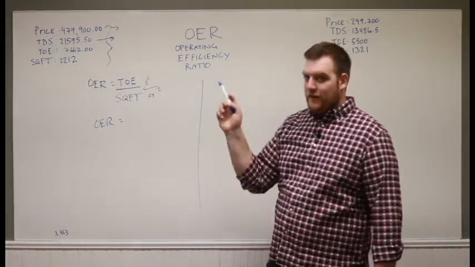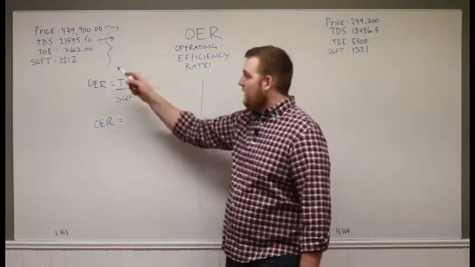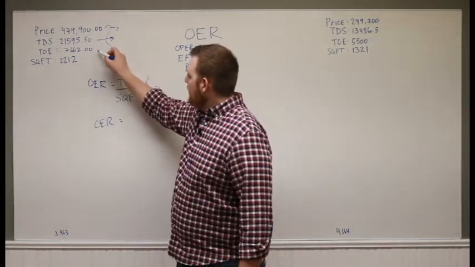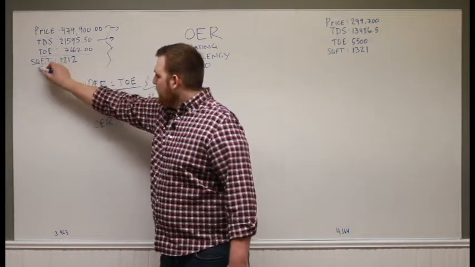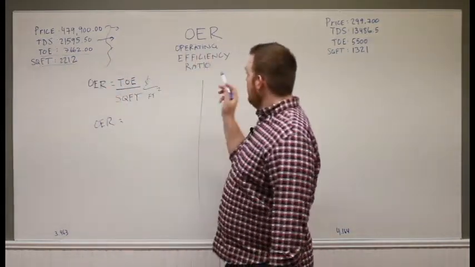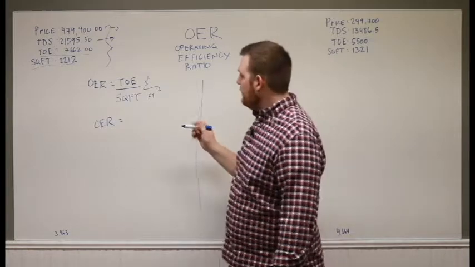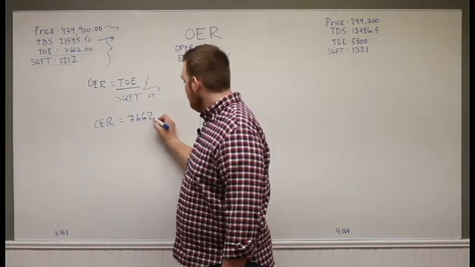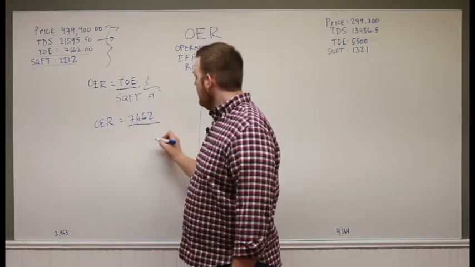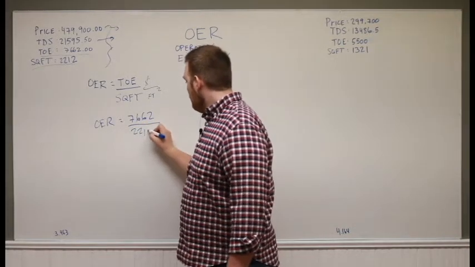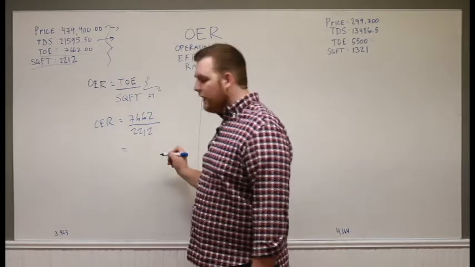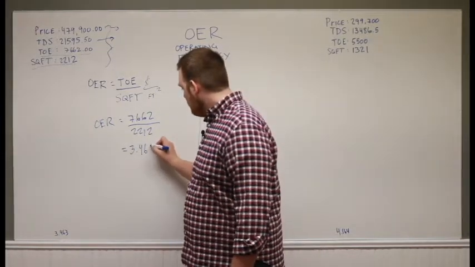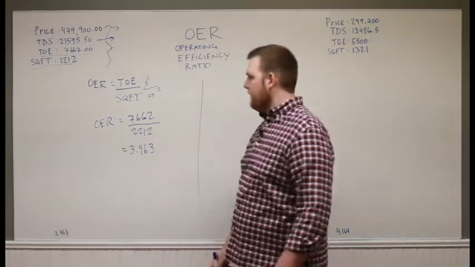Now that I'm thinking of it, this was just a duplex, and that's why the operating expenses are so low. But again, we only need operating expenses and square footage to calculate OER. So let's go ahead and do that. So total operating expenses, 7,662 over 2,212. And if you plug that in your calculator, you'll get 3.463. And that seems about right.